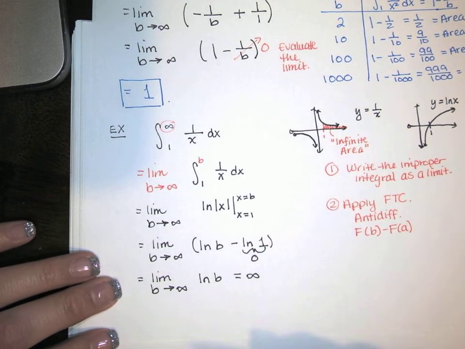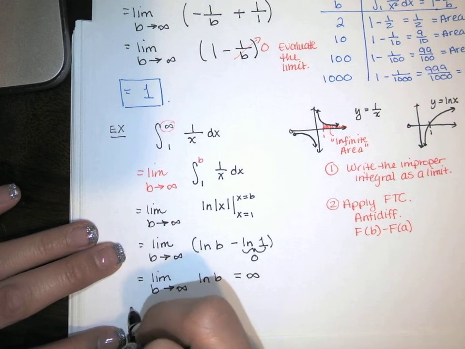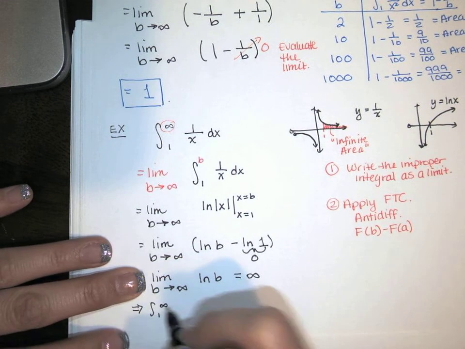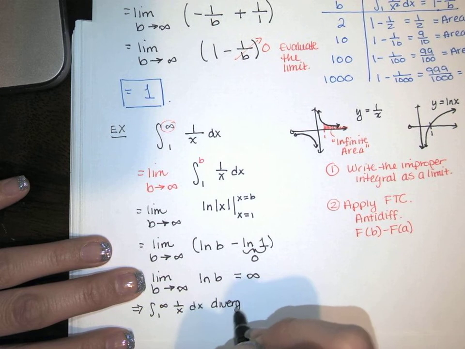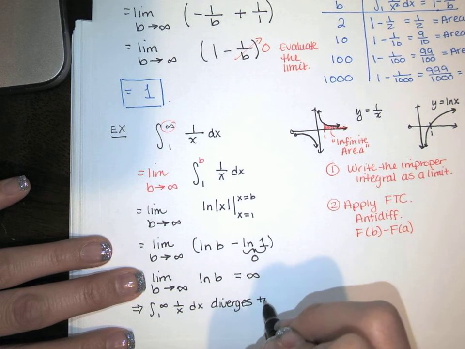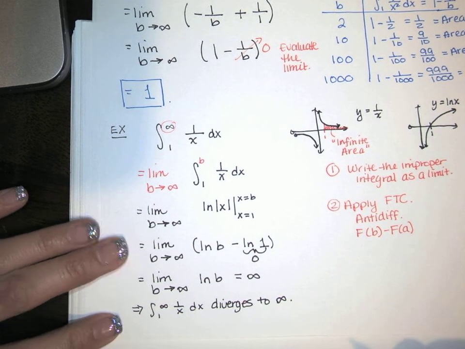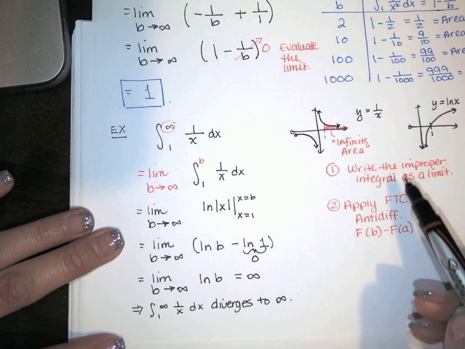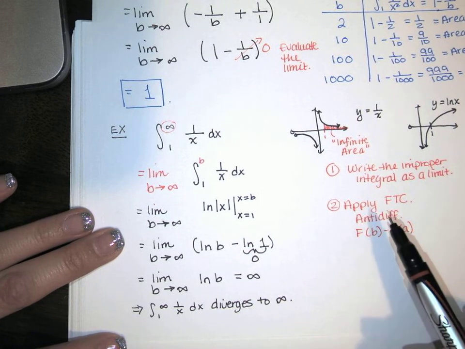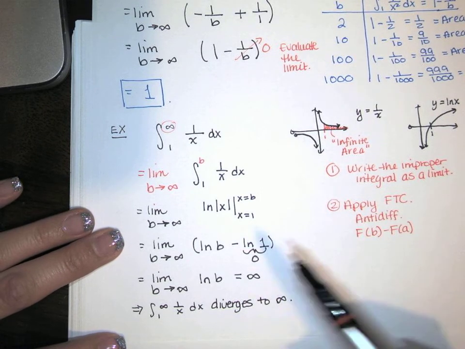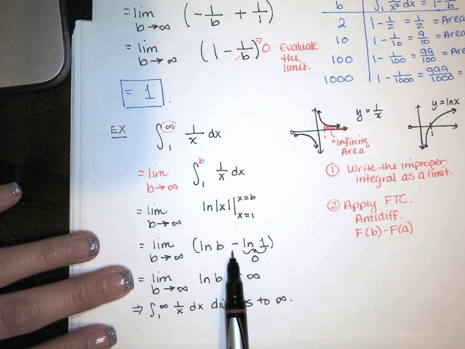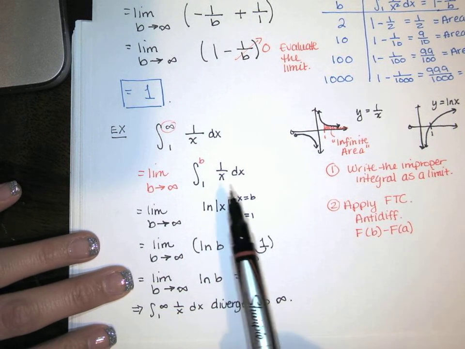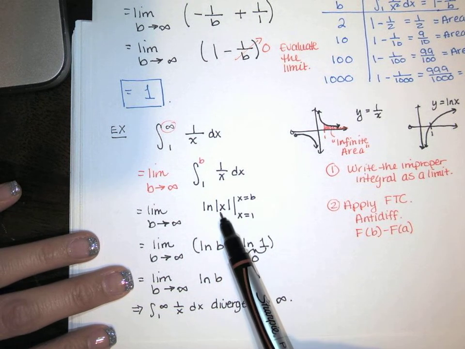And we would say this integral that we started with diverges in a special way to infinity. So we wrote the integral as a limit. We need to know how to do that. It's the very first step in all these problems. Then we have to apply the fundamental theorem. Now some people get bogged down right here, just trying to get from here to here.